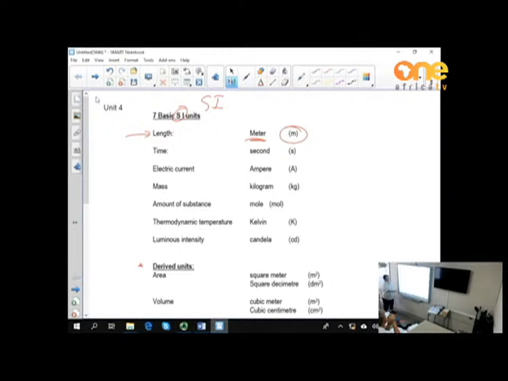Okay, so the unit for time is seconds. A very common error: you don't write SEC. That's short for secondary, not seconds. So take note, time is measured in seconds. The symbol for time in seconds is a small letter s. All right. Electric current. Now you've done a little bit of electricity. The unit, the ampere, in which we measure current, is also an SI unit.